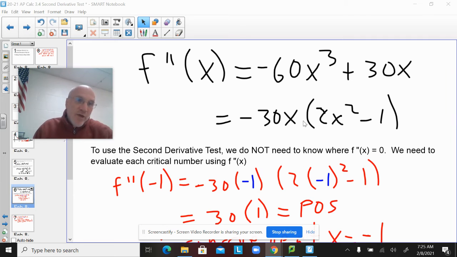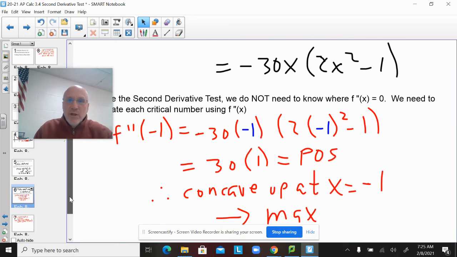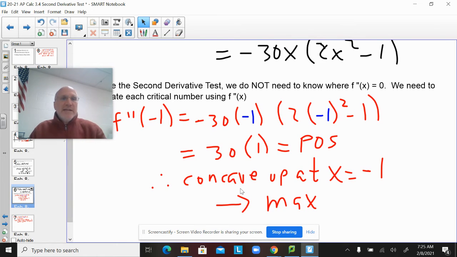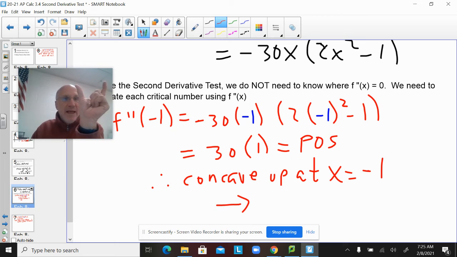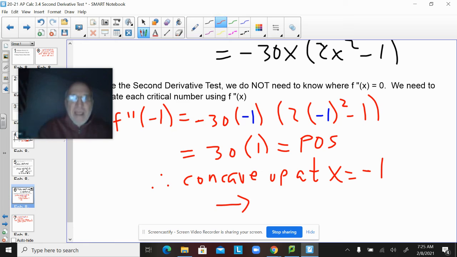So I plugged in, evaluated the three critical numbers. First is negative 1. Here's f double prime of negative 1. Turned out to be positive, which means at negative 1, the first derivative is 0, horizontal tangent, and the function is concave up. Oh, again, I've got the wrong conclusion. I apologize for that. It is concave up at x equals negative 1. So if the first derivative is 0 and it's concave up, there is, in fact, a min at x equals negative 1. Okay. The next critical number was 0.